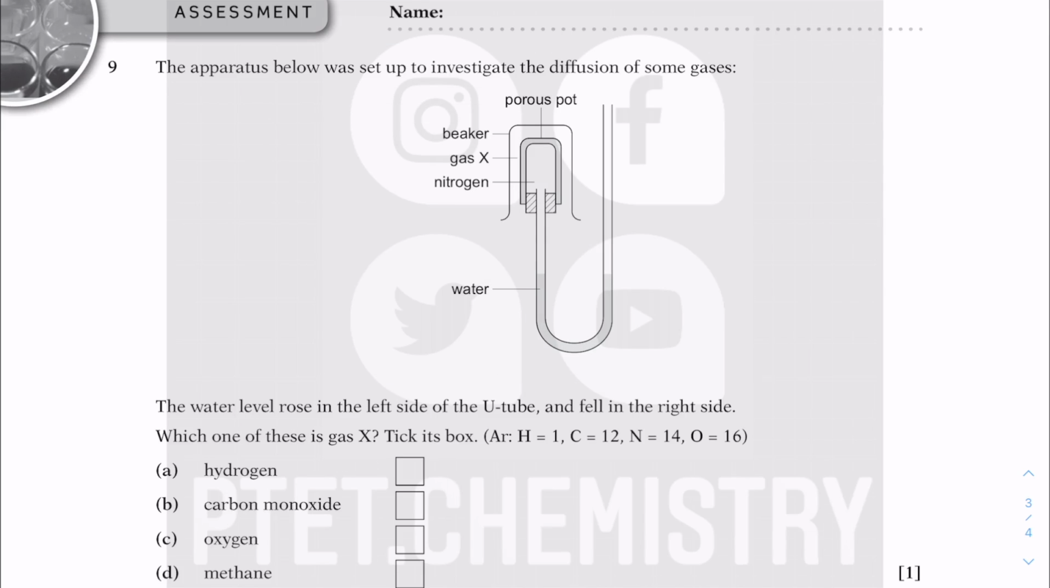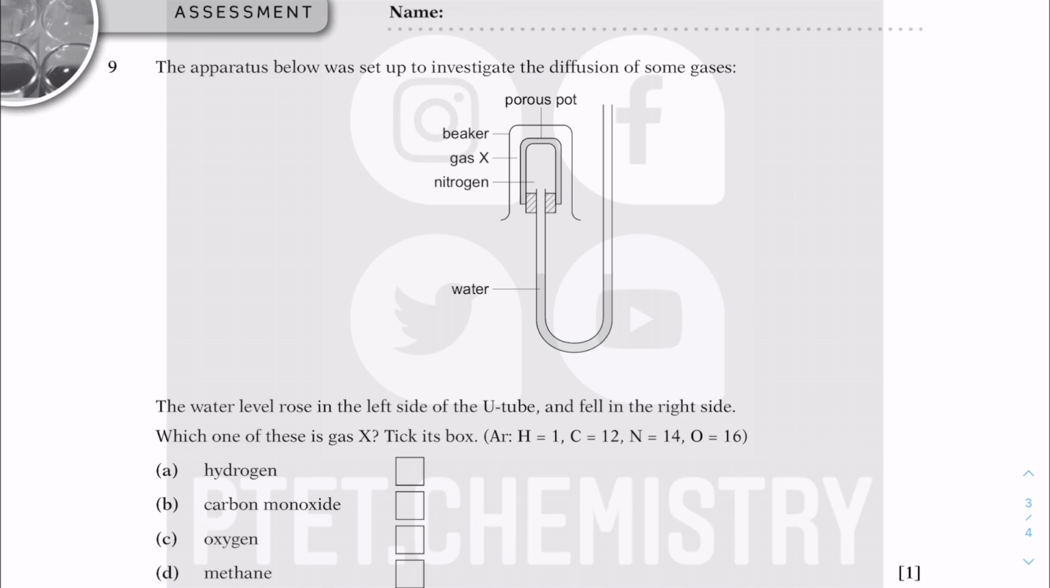This is the last question of this assessment worksheet. So this kind of apparatus setup is very popular, especially in multiple choice questions by Cambridge O-level or even IGCSE setting. It's a good way of asking diffusion related questions.